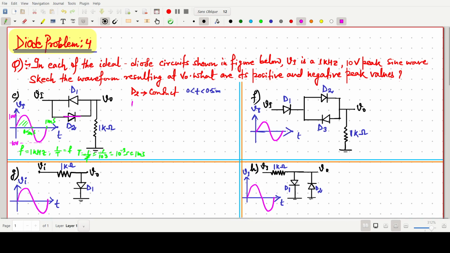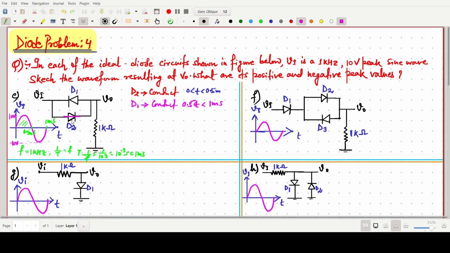Now D1 will conduct in the second phase, in between 0.5 to 1 millisecond. In the second one, it will follow this one for the first time period. So every time it will give V naught. So input follows, output follows the input.